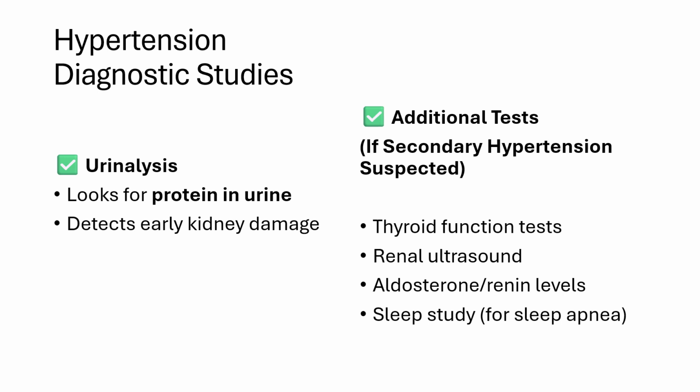Other things, they might do a thyroid function test if they think that you are hypo or hyperthyroid. Renal ultrasound if they're looking for renal artery stenosis. Also aldosterone or renin levels. Also, they might do a sleep study if you might have sleep apnea to determine hypertension.